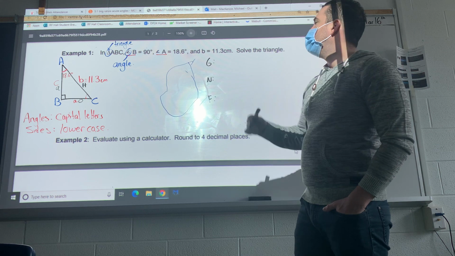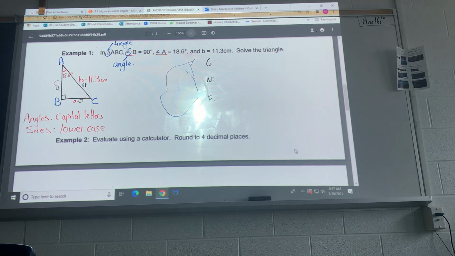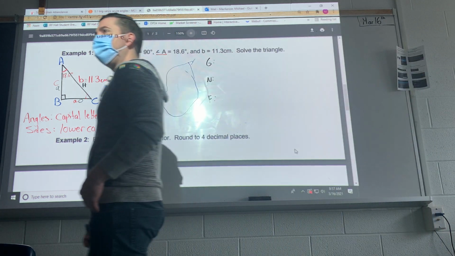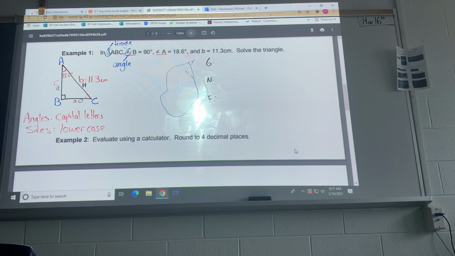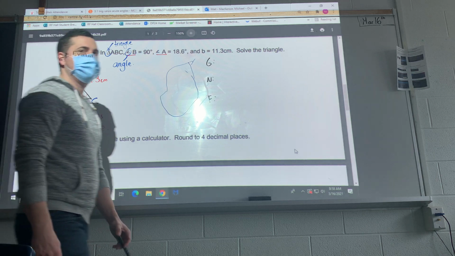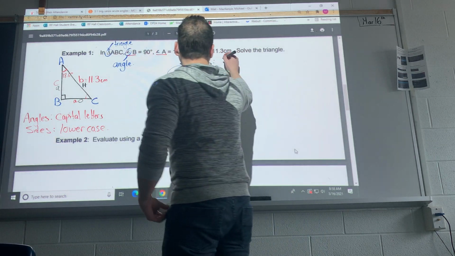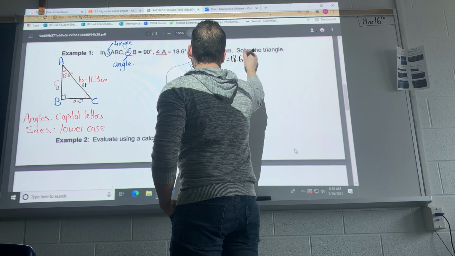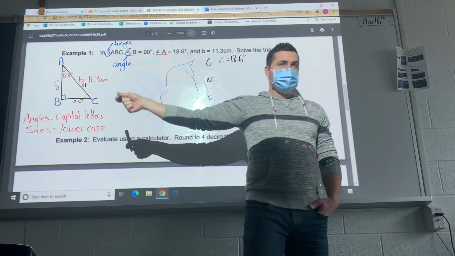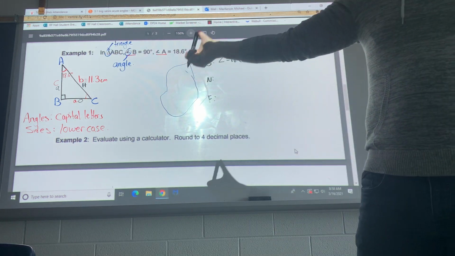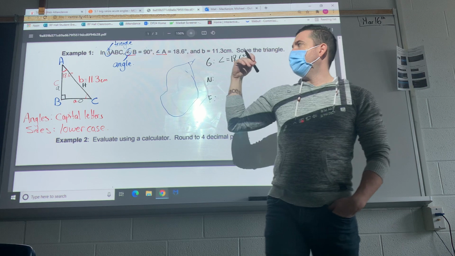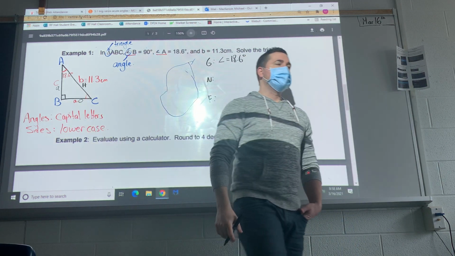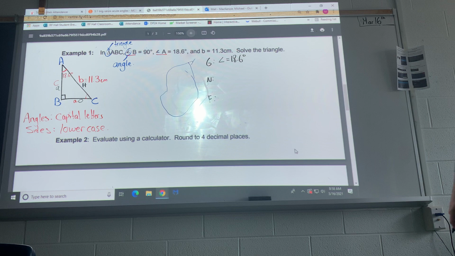Okay, so what is given right now to us? What do we have? What is given in our question? What do we have? The angle. We have the angle, good. So we have the angle, which represents 18.6. We're never going to use the 90, by the way. We're never going to use the 90 in the formulas unless you're just finding the third angle, but we're not going to use the 90. Okay? So we have our angle, which is 18.6.